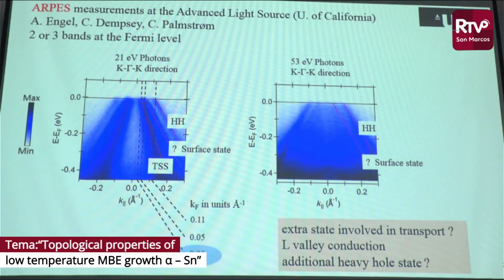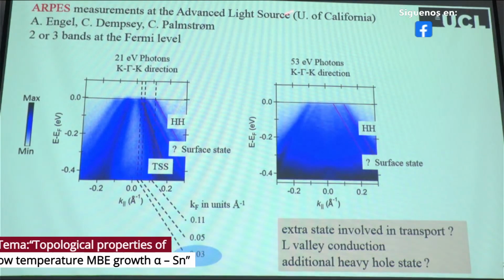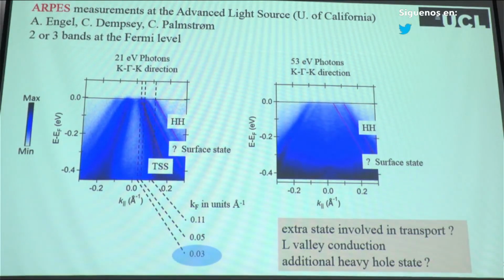So this is the ARPES data. This is not my data. This is data from California. They have a system there called the Advanced Light Source, which is, I think, in Berkeley, California. I think it's a synchrotron source. Please correct me if anybody knows differently. But they can do these angle resolved photoemission measurements.